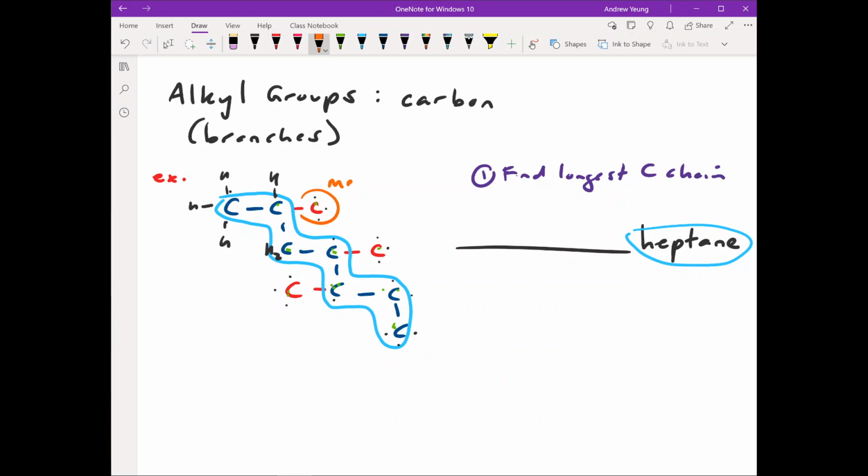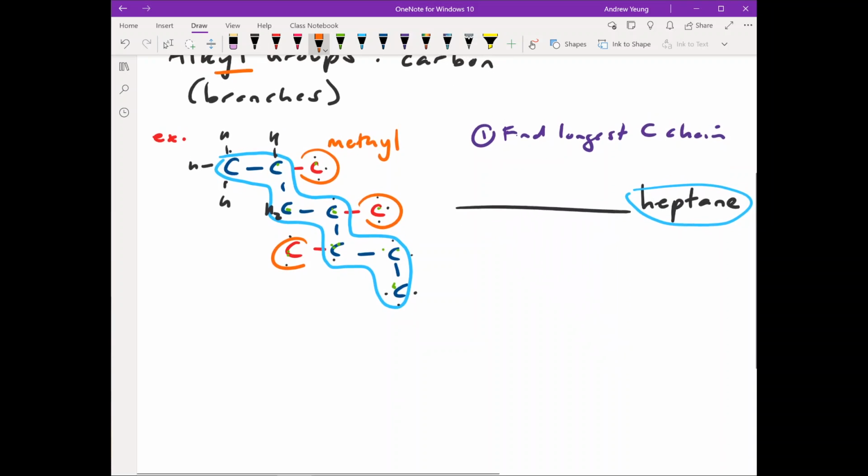We're going to use the prefix meth for 1. Because an alkyl group has the ending YL, instead of calling it methane, heptane, we're going to refer to this here as a methyl group. It's a 1-carbon branch. This one here, similarly a methyl group. This one here, a methyl group. You'll notice I can have multiple of the same branch here. Totally no problem. Okay. So we have 3 methyl groups here.